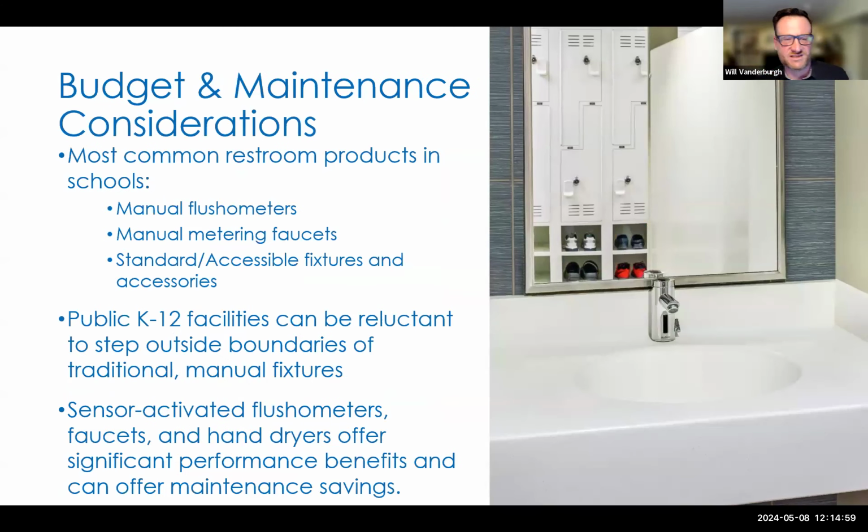So typically what we'd see in most public school washrooms, very common products are manual flush valves because they're inexpensive and easy to maintain. A lot of times we will still see manual metering faucets, which are those mechanical faucets where you activate them. They run for a set amount of time and then they shut themselves off. And some pretty standard or pretty basic accessibility fixtures and accessories.